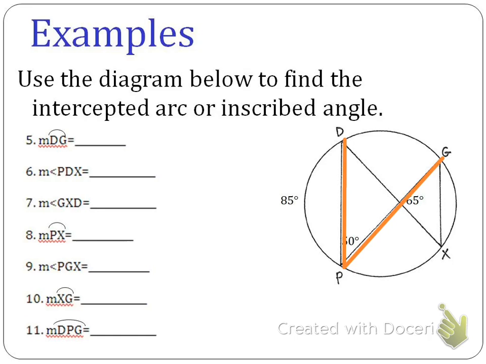So for this formula, the measure of this arc will be equal to twice the measure of the angle DPG. So taking twice 50, that arc measures 100.